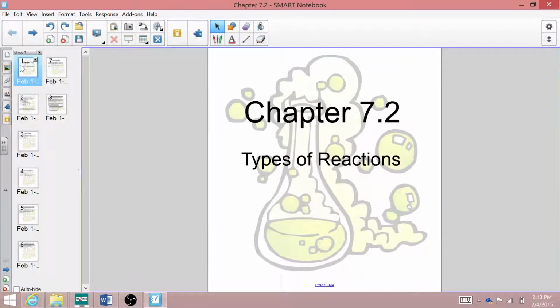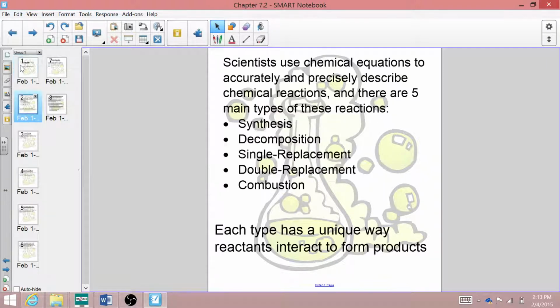All right, so welcome to chapter 7.2, where we're going to talk about types of chemical reactions. In the last chapter, we talked about chemical equations. And scientists use chemical equations to accurately and precisely describe chemical reactions. They tell us what kind of reactants we have, meaning the chemicals we begin with, what products we have, what's left over after that reaction, and how many of those things we have within those molecules.